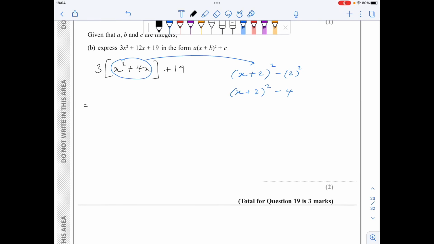So if I get back, I'll get 3 square bracket x plus 2 squared minus 4 plus 19, which is equal to 3 times x plus 2 squared minus 12. I just expanded the square brackets, but I kept the normal brackets the same. So this is equal to 3 times x plus 2 squared plus 7, and this is my final answer.